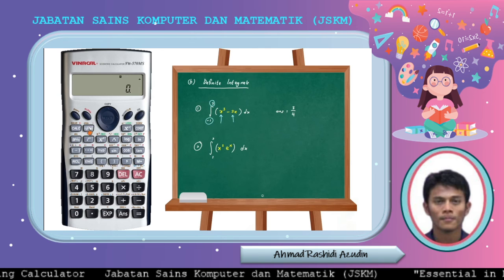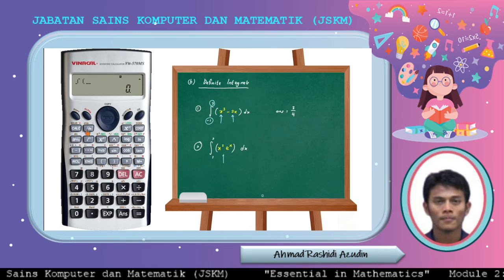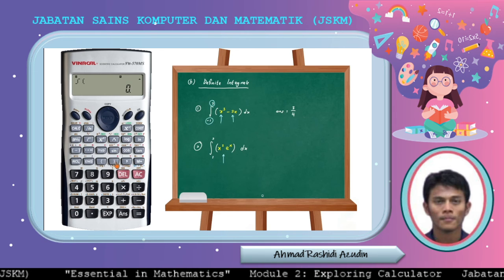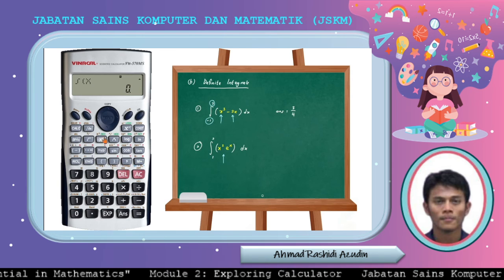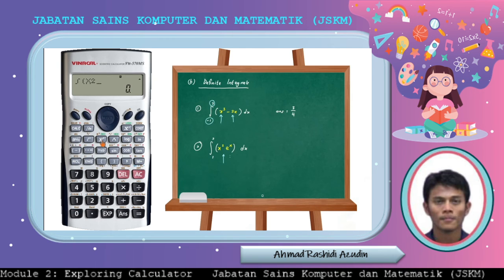So as usual, we need to activate the integral operator first by pressing this button. What we need to do next is to include this function, which is x squared e to the x. So to key in the function, we press alpha and then this button to display the variable x, and then press this button to display the square, and then we have e to the x.